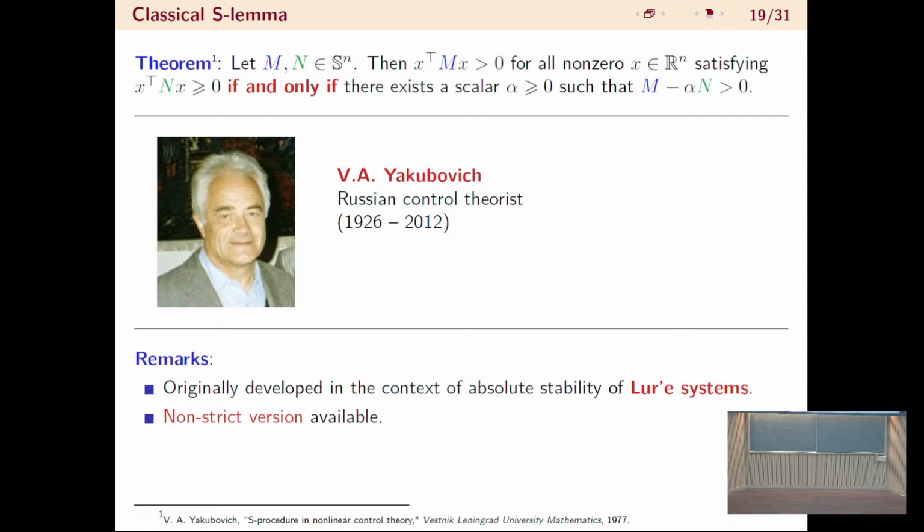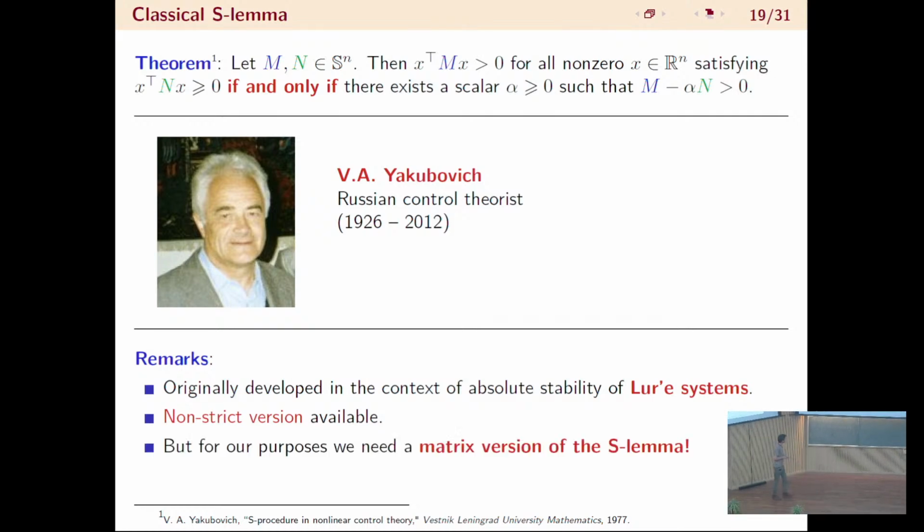Also, a non-strict version of this lemma is available. So what do I mean by that? Well, you see here that the inequality on this blue matrix M, that's a strict inequality, right? But you can also study the non-strict version. But for our purposes, what we actually need is a matrix version of this S lemma. The reason is that in this S lemma over here, this x is just a vector in R^n. But remember before, we were multiplying these matrices M and N by matrices, identity over A transpose, B transpose. So then it's not enough to study vectors over here, but we need this matrix version.